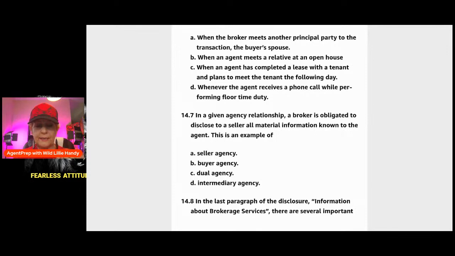Yes, the answer is A, seller agency. Very good. Because it says a broker is obligated to disclose to a seller all material fact known to the agent. So what kind of agency relationship is this? Seller agency.